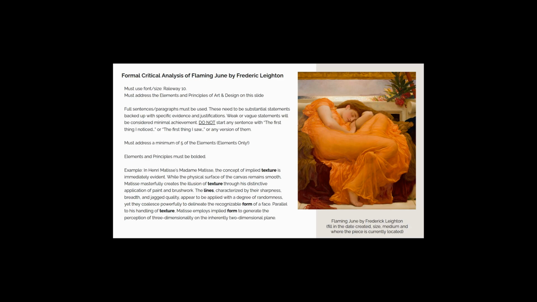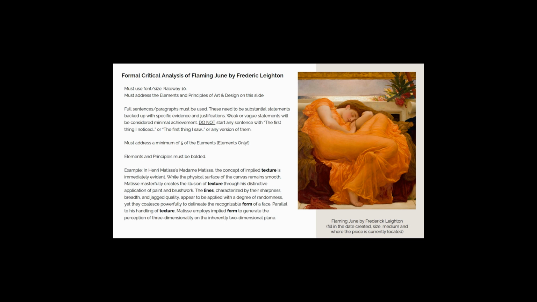So for the first slide, with the formal critical analysis of Flaming June, on this slide, you are just really focusing your attention on 5 of the elements. Elements only, so line, shape, form, value, color, texture, or space. Okay? Pick your 5 favorite. It does not matter which 5. Okay? The 5 that you feel are the strongest from your graphic organizer.